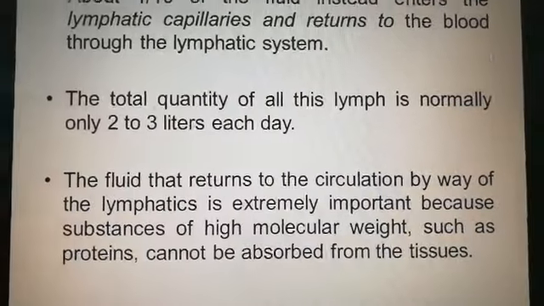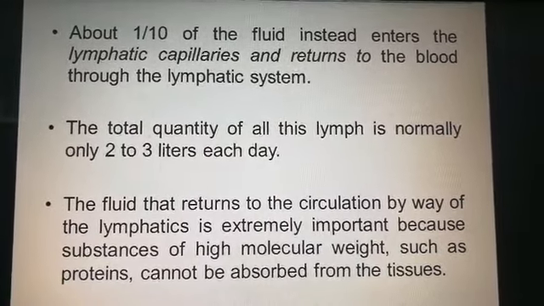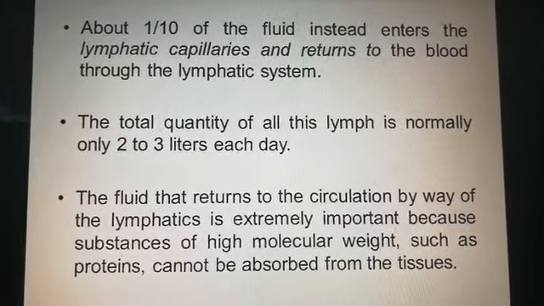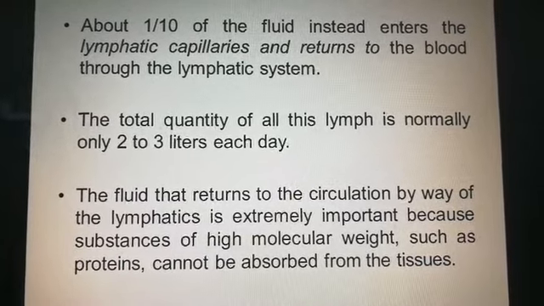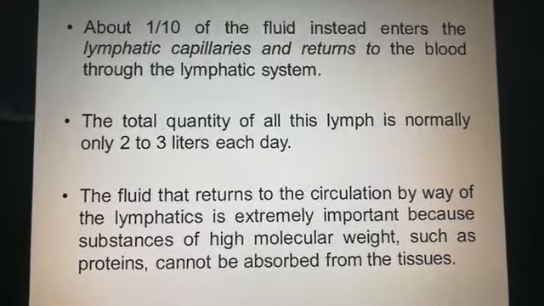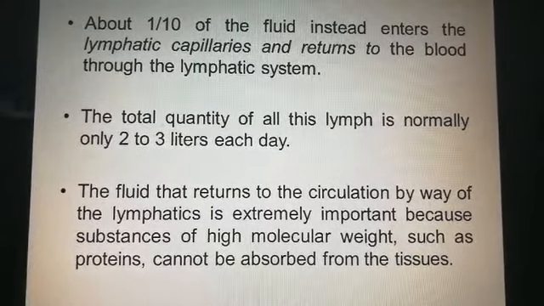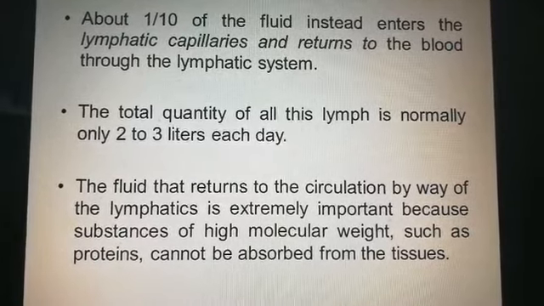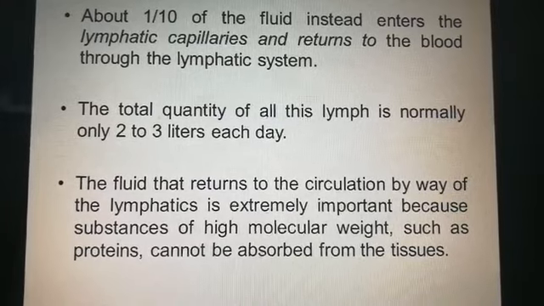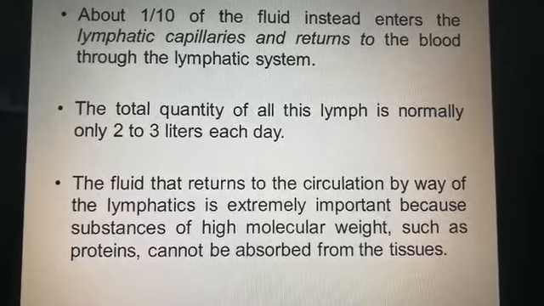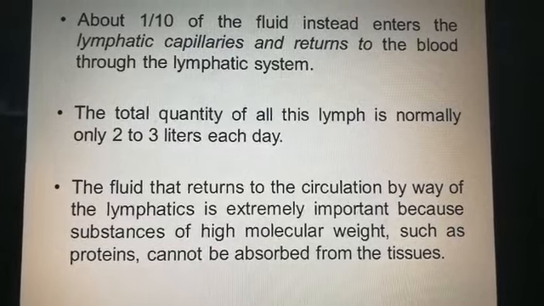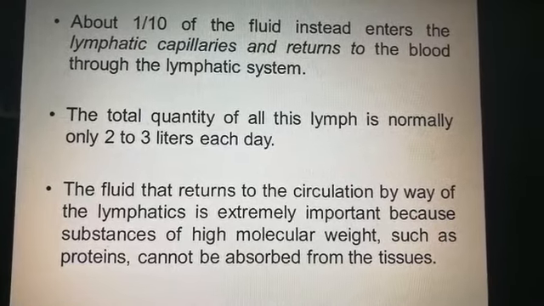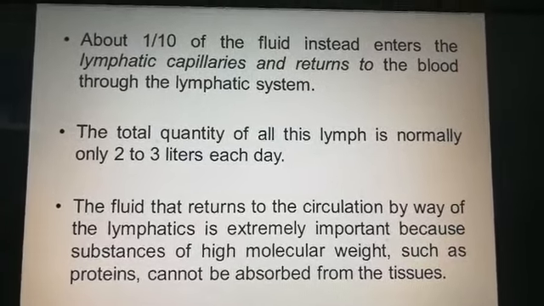The total quantity of all this lymph is normally only 2 to 3 liters each day. So the whole quantity produced during a day is 2 to 3 liters. The fluid that returns to the circulation by way of lymphatics is extremely important, because substances of high molecular weight, such as proteins, cannot be absorbed from the tissue. So this pathway is very important, because proteins with high molecular weight cannot be reabsorbed back through veins, so they follow the path of lymphatics.